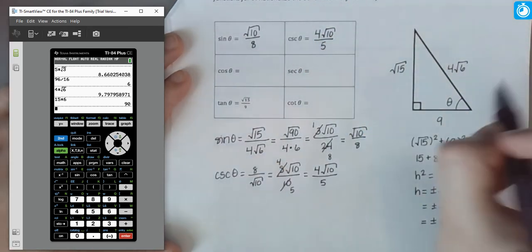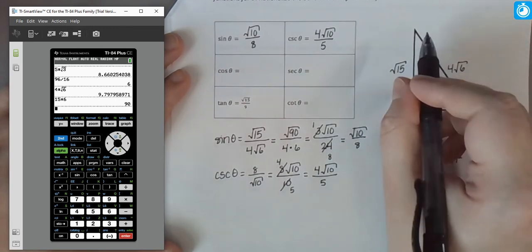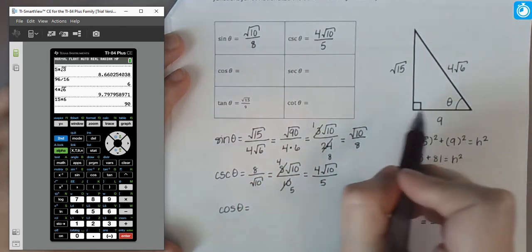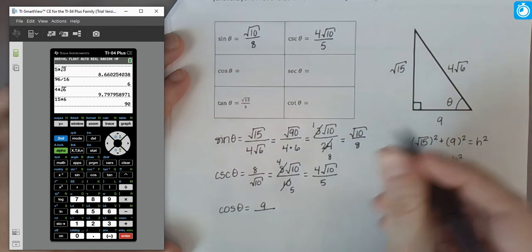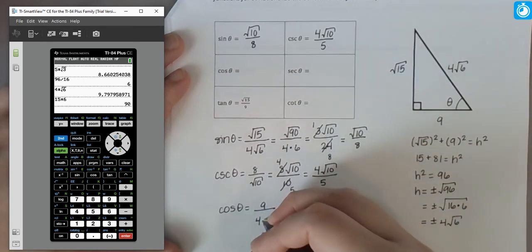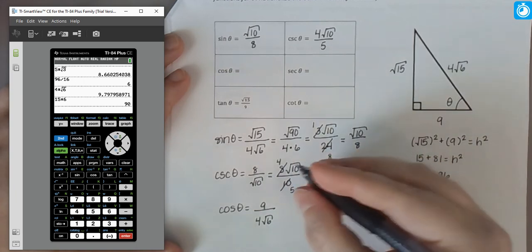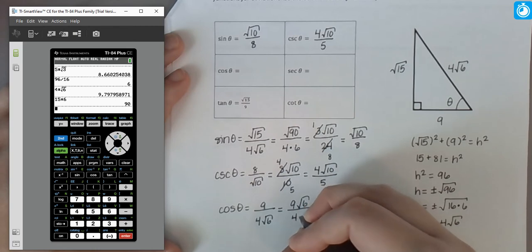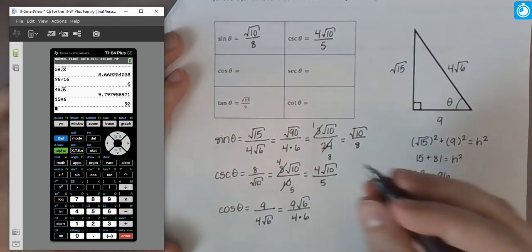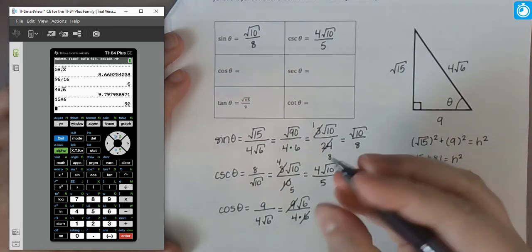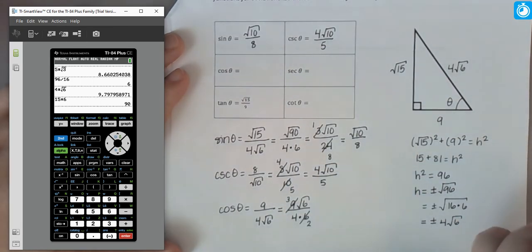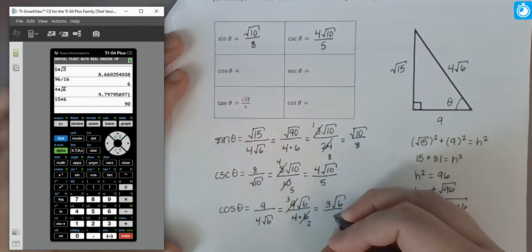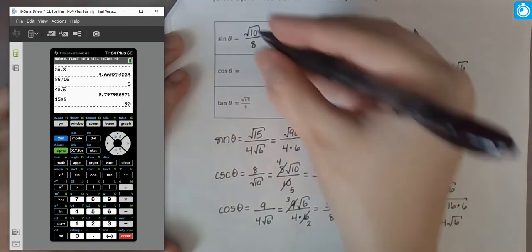Now what about cosine? That's going to be adjacent over hypotenuse. So our cosine of theta is going to be the adjacent, which is 9, divided by our hypotenuse, which is 4 root 6. Okay, rationalizing, that's going to be 9 root 6 divided by 4 times 6. 9 and 6 have a common factor of 3. And so we're left with a 3 in the numerator and a 2 in the denominator, which is going to give us 3 root 6 divided by 8 for our cosine.